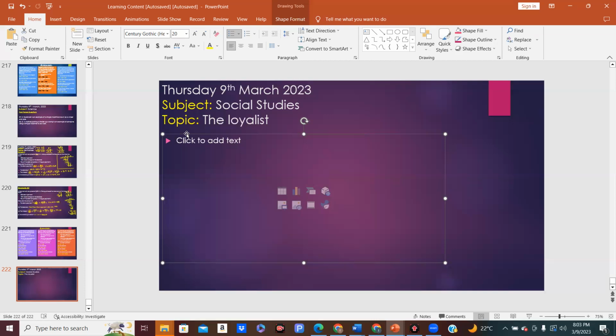Okay, so let's make a note of that. Begin with who are they? There was a time when America belonged to Britain. So America was a British colony.